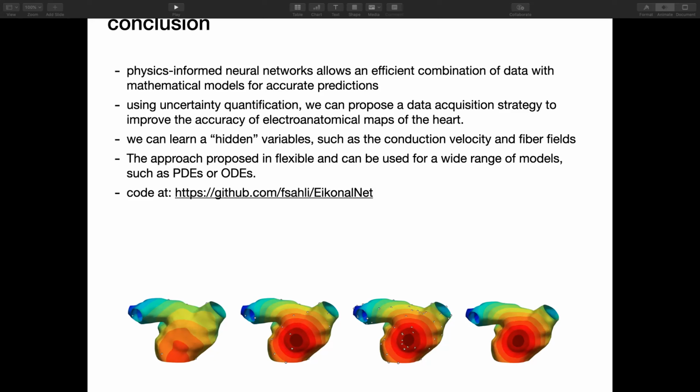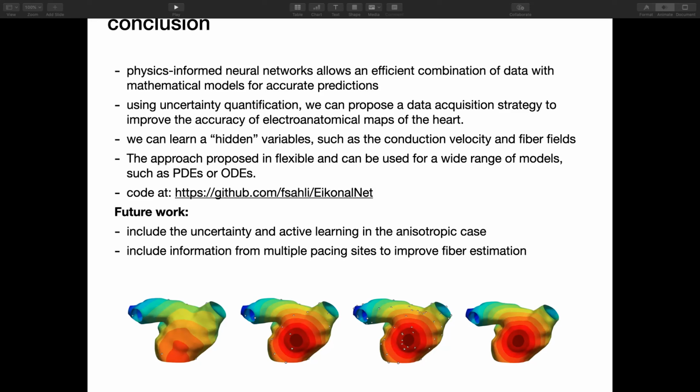problems. So the code for the isotropic version is in that link. And some things that we're planning to do with the anisotropic case are to include the uncertainty and the active learning, and also include information from multiple pacing sites to improve the fiber estimation. And that's it. Thank you very much, and I will take questions.